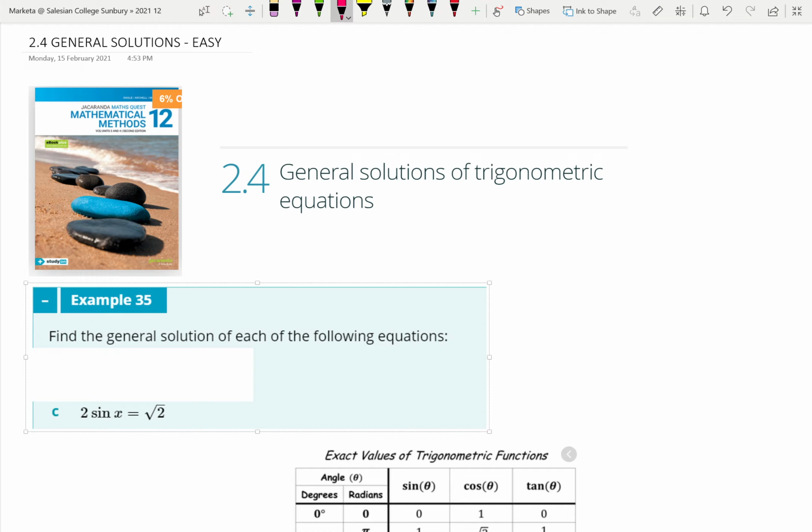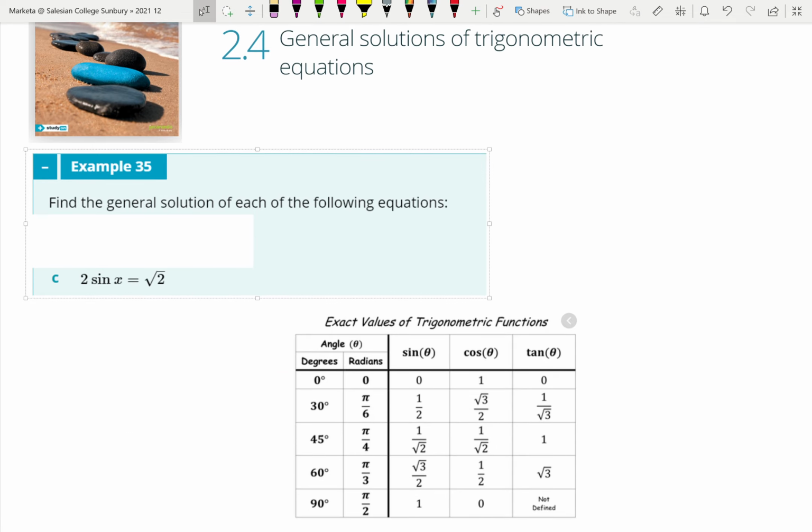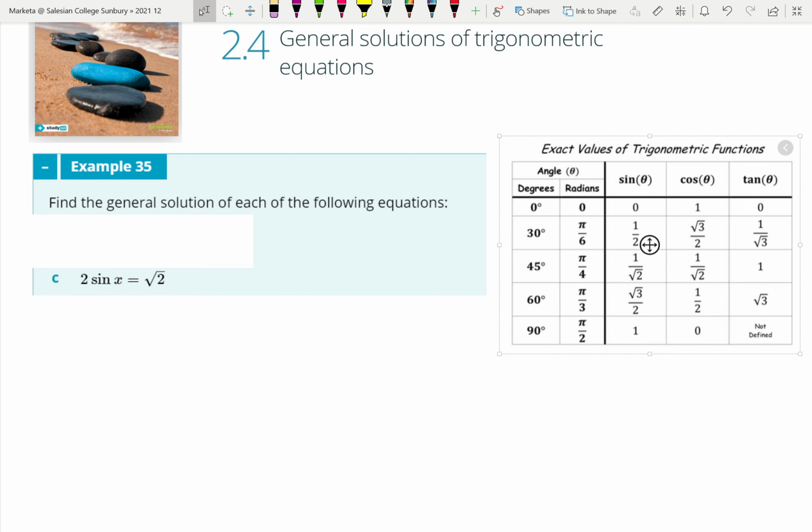Hi guys, today we're going to be doing some examples from 2.4 for general solutions of trig equations. It's from your Jacplus textbook, but I've also got an example from Cambridge, which will be the first one. I wanted to do one for sine, cos and tan. So I'm going to start with sine and let's have a look.